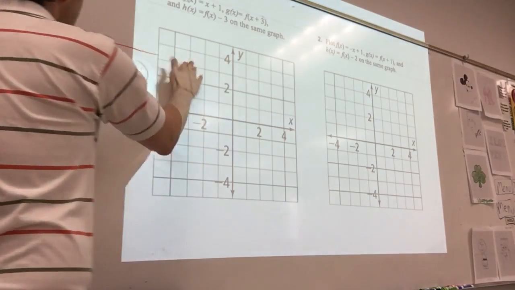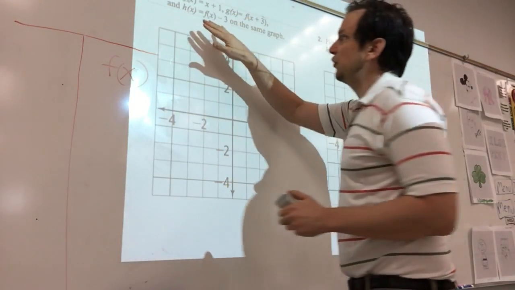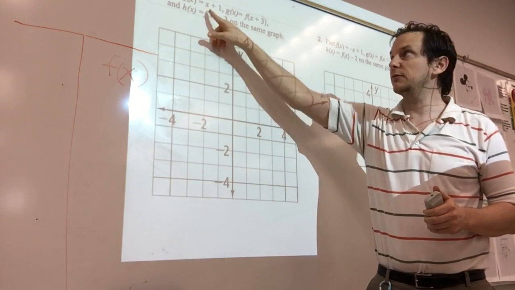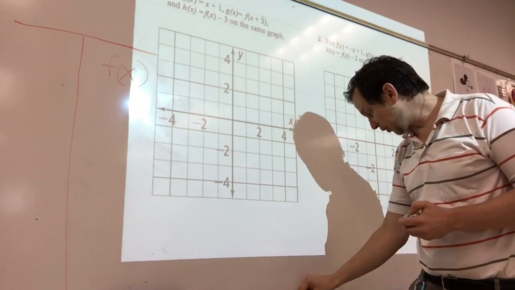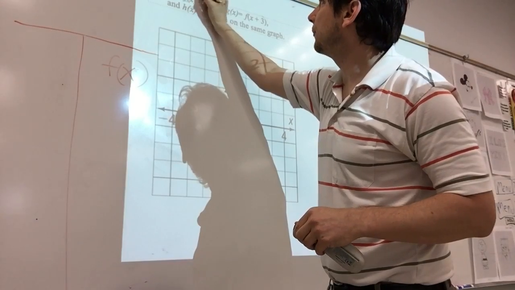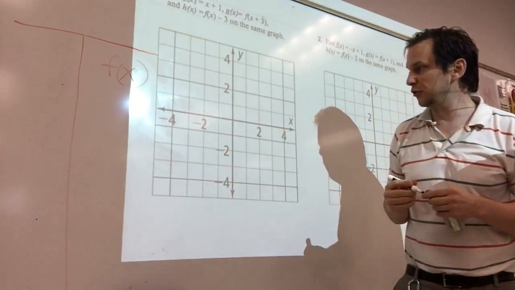So the problem tells us, it says plot f of x equals x plus 1. Now you guys know what f of x means, right? What is it? F of x is just another way of saying y. So that's y equals x plus 1. And let's graph it. Y equals x plus 1.